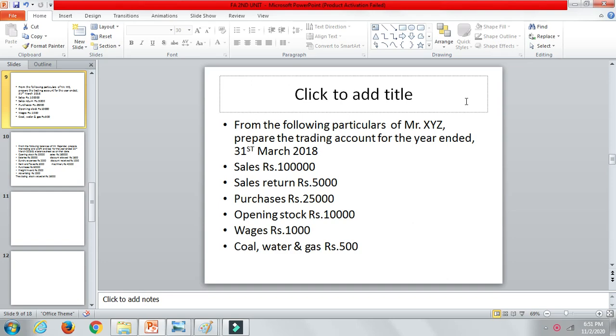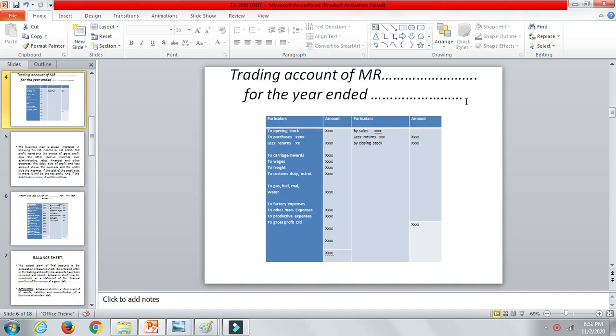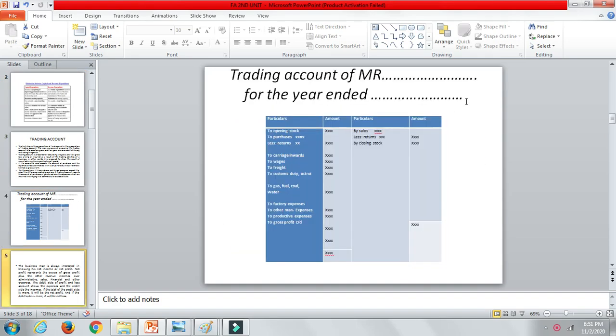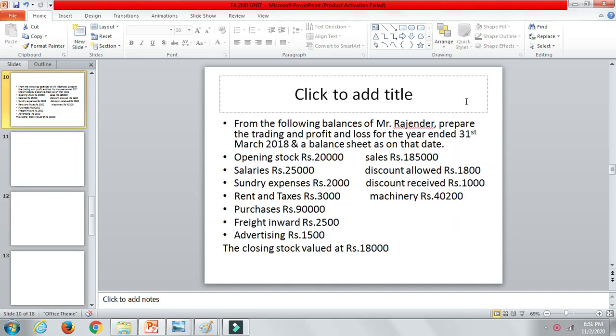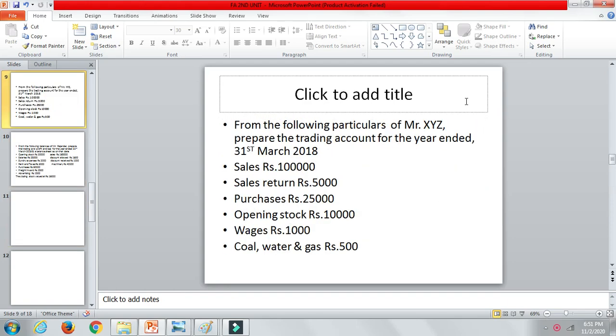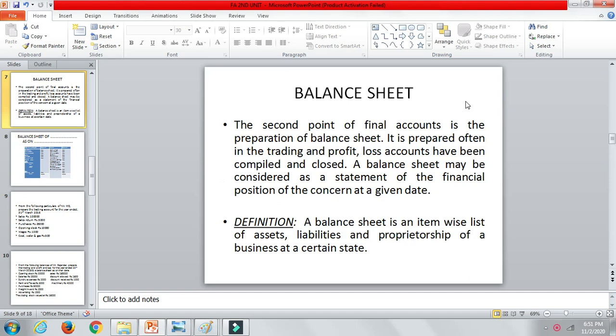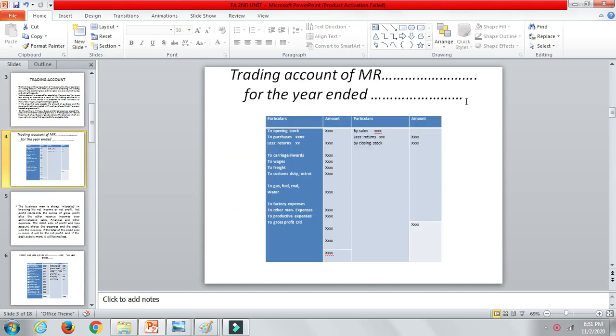Today, in my last class, I discussed the second unit. We discussed the trading, profit and loss account and the balance sheet. So today we are going to do a program in that. I'll just go through the things which I discussed in my last class.